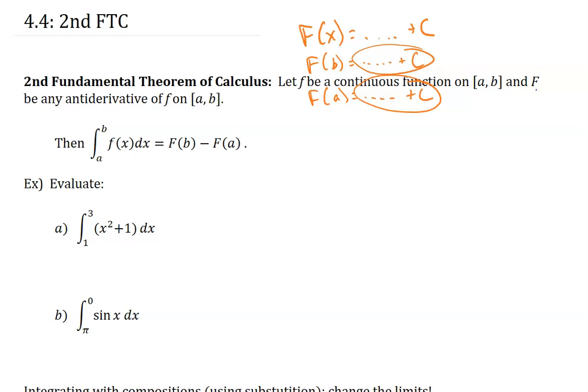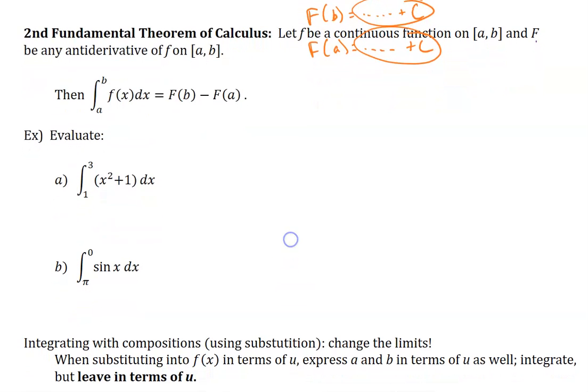Okay. All right. So for this first one, we have the definite integral from 1 to 3 of x squared plus 1 dx. From the second fundamental theorem, we know that we can evaluate this definite integral rather than doing the limit as n approaches infinity of the sum from i equals 1 to n of f of xi bar times delta xi. Instead of using the definition of the definite integral, we can instead find the antiderivative, plug in these two limits, and subtract. That's capital F of b minus capital F of a.